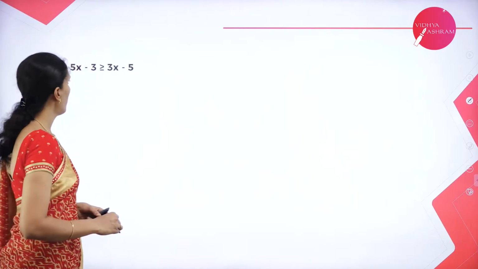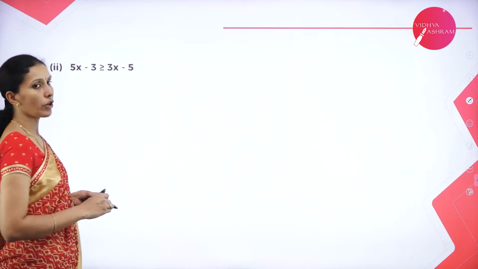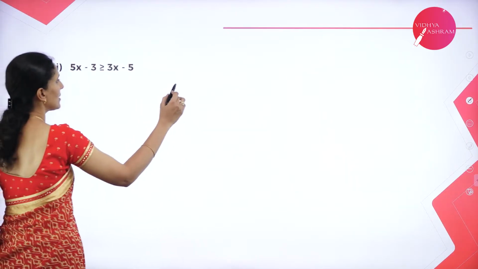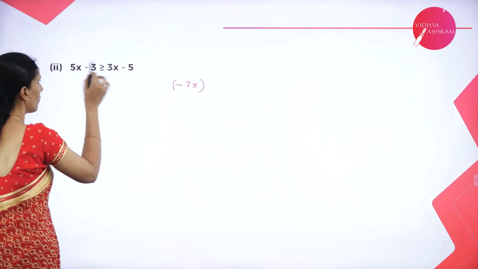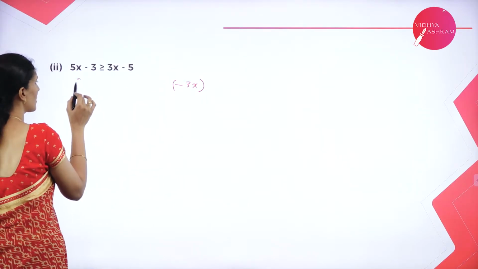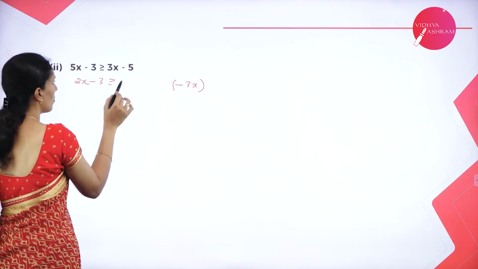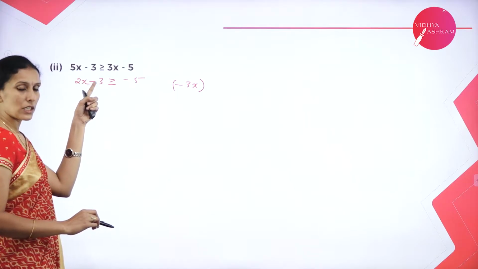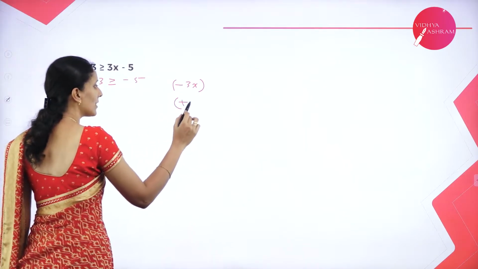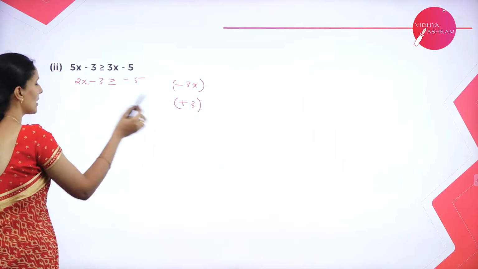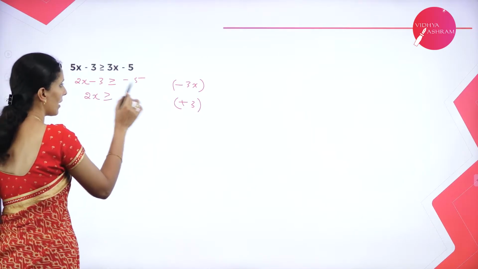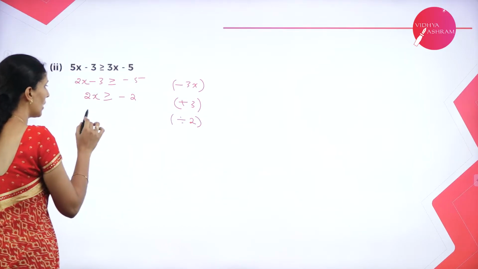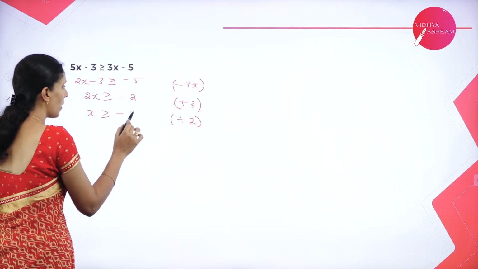Next question we have 5x minus 3 greater than or equal to 3x minus 5. Again, we have to solve for x. So for that, subtract 3x on both sides. If you subtract 3x, 5x minus 3x is 2x, minus 3 greater than or equal to minus 5. Next, here I have minus 5, here I have minus 3. So to remove minus 3, add 3 on both sides. So minus 3 plus 3 goes and here minus 5 plus 3 is minus 2. Again, divide by 2 on both sides, you will get x greater than or equal to minus 2.